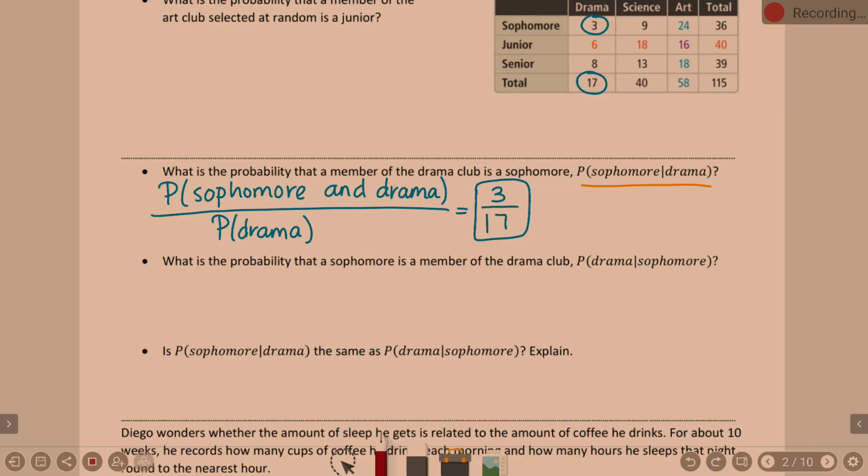Next one. What is the probability that a sophomore is a member of the drama club? So what just happened here? Reverse this, yes? Because now it's not what's the probability they're a sophomore, it's what's the probability they are a member of drama club, given that they have to be a sophomore. Okay. In words, what's going on top? The probability of being what? In drama club? Yeah.